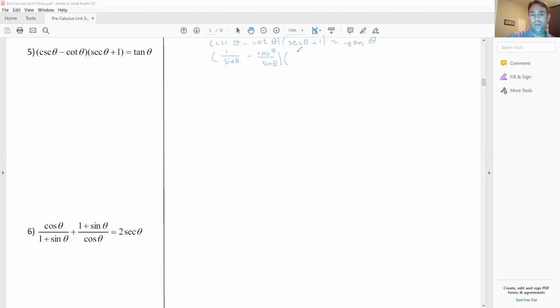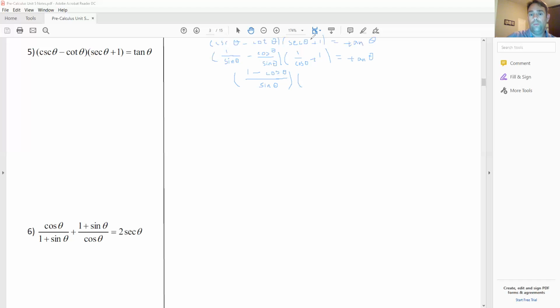And then secant is 1 over cosine. And then I have a plus 1. So I'm going to take each of these here, and I'm just going to do a little algebra. I'm going to take each of these and write them as a single fraction. So 1 minus cosine theta over sine theta. So I got my left term over 1 fraction. Now I'm going to do the same thing with my right term.